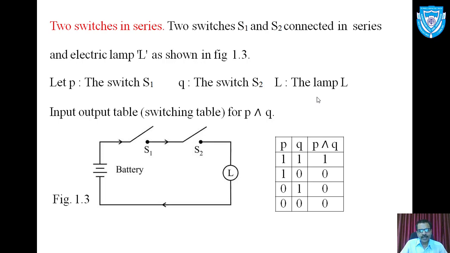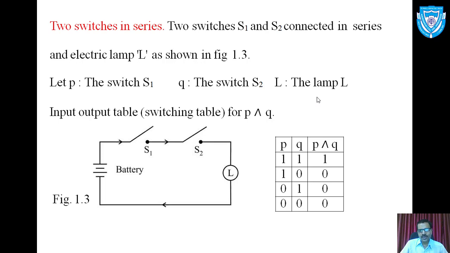Go to the third row of the table. In the third row, the truth value of simple statement P is 0 and the truth value of simple statement Q is 1. Means S1 is in the off state while S2 is in the on state. Still current cannot reach to the lamp and lamp does not glow. Means P and Q, this conjunctional statement possesses the truth value 0 or F, and that is same as the statement L possessing the truth value F.